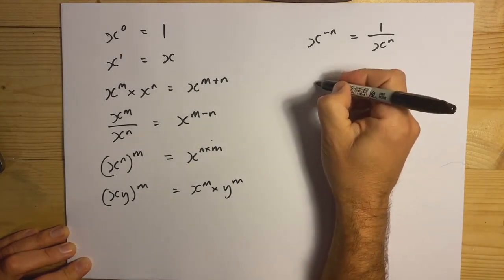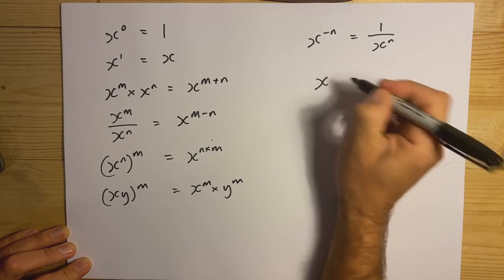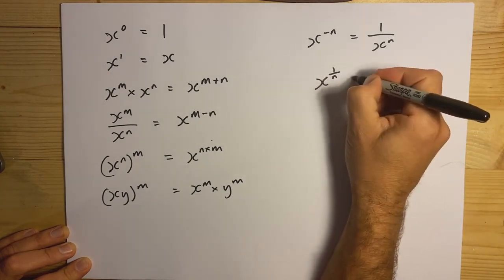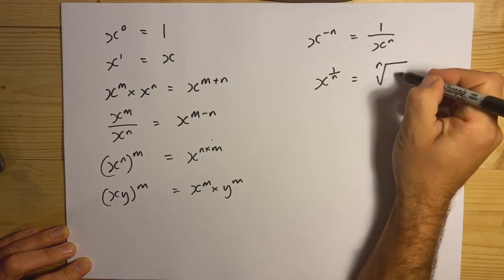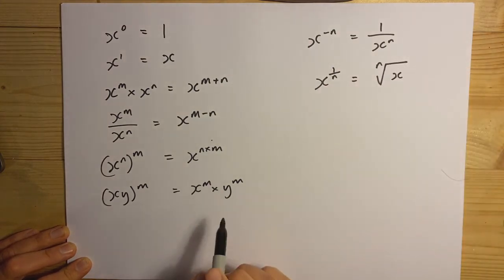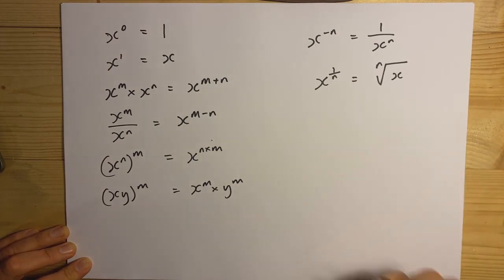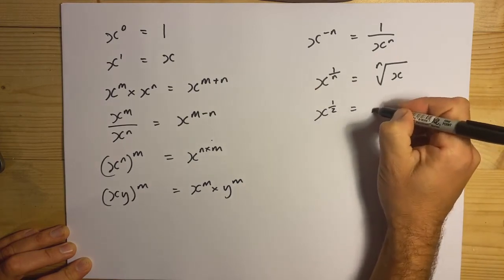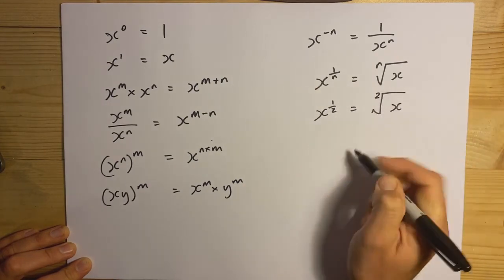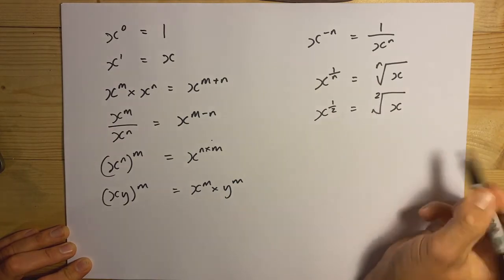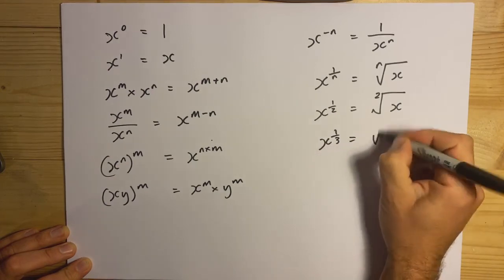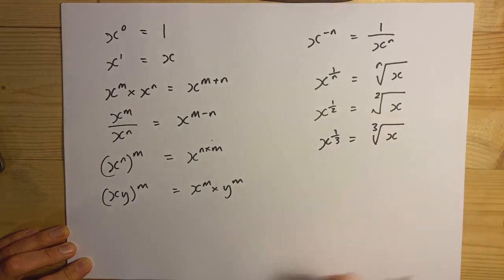Okay, one new one which we didn't really touch on last time, that's when we have fractional powers. So x to the power 1 over n is the same as the nth root of x. Now that might seem a little complicated, so let's just give it an example. So x to the power half is the same as the square root of x. Now when we write the square root, we often don't bother writing the 2 there. X to the power a third would be the cube root of x.